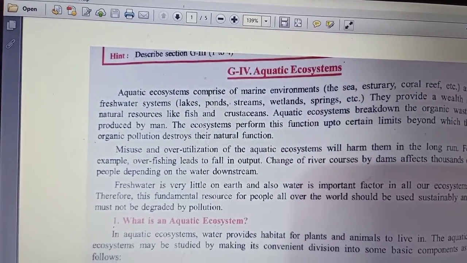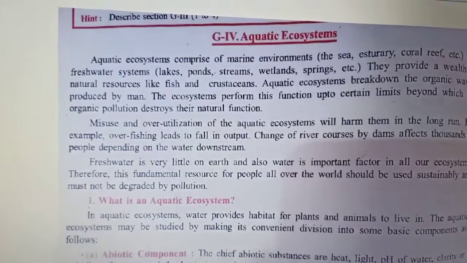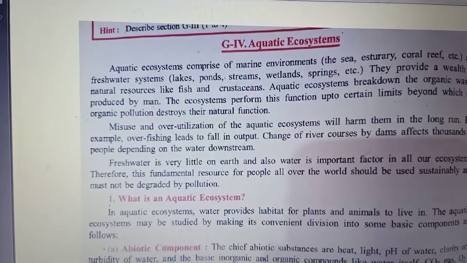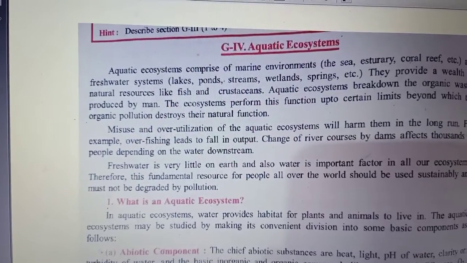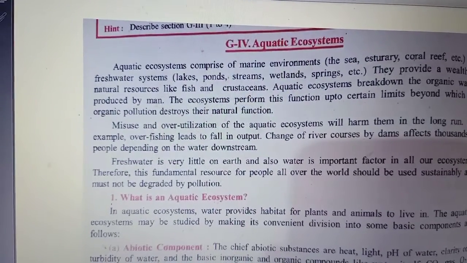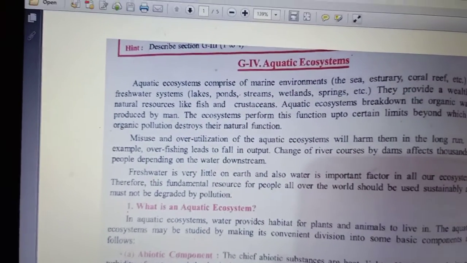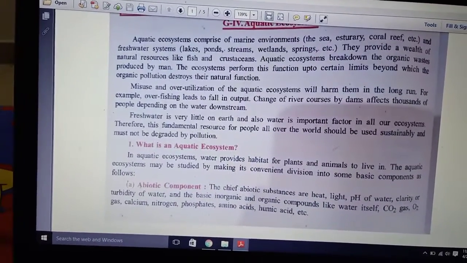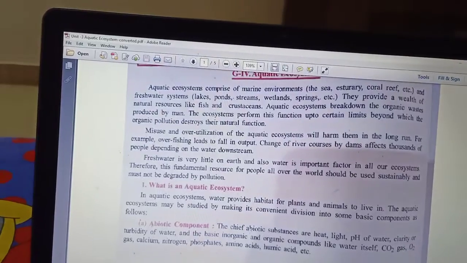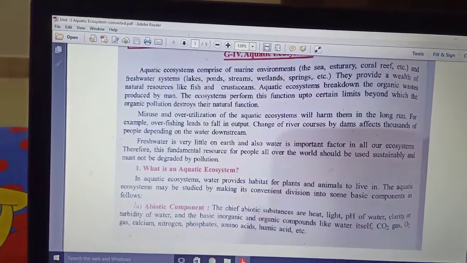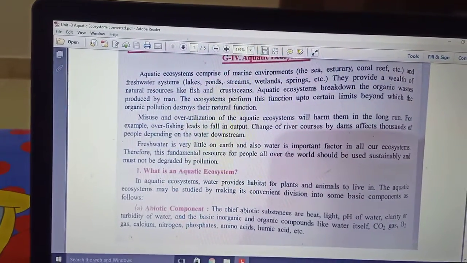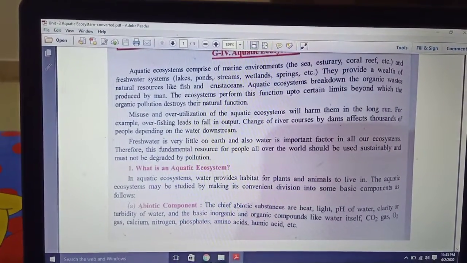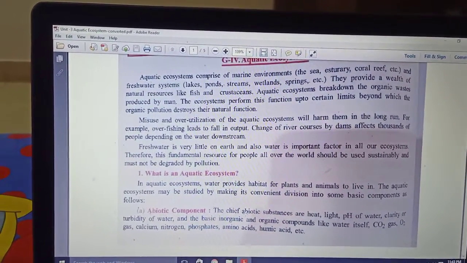Now fresh water in the river system, pond system, or various wetlands is also going down day by day. So, if we are talking about the aquatic ecosystem, what is it? Actually, the aquatic ecosystem provides habitat for plants and animals to live in, and various types of creatures are living in this particular system.